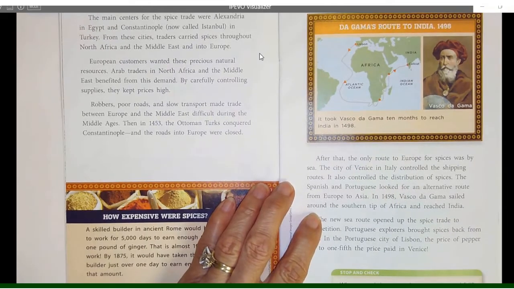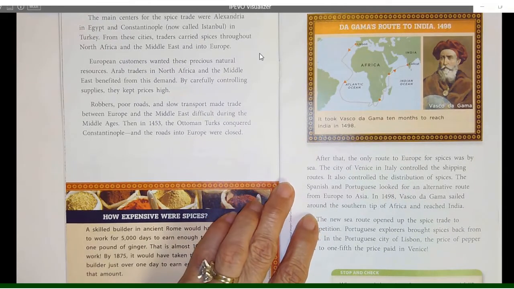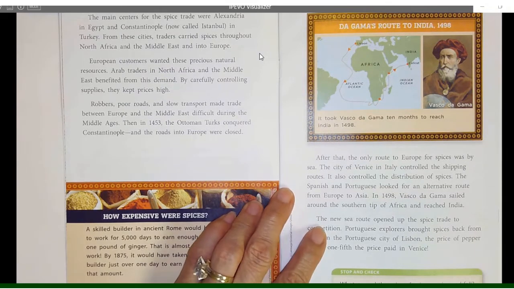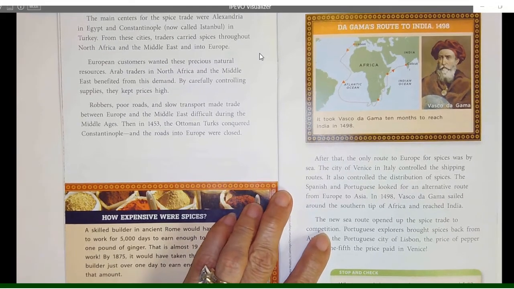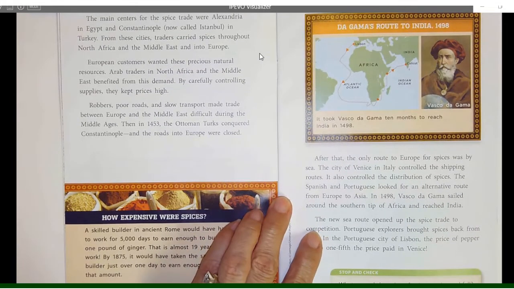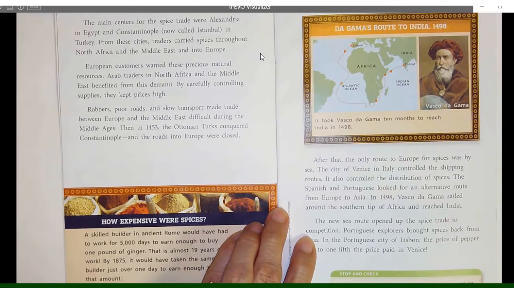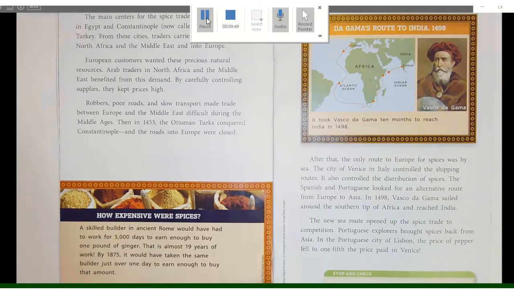Robbers, poor roads, and slow transport made trade between Europe and the Middle East difficult during the Middle Ages. And then in 1453, the Ottoman Turks conquered Constantinople and the roads into Europe were closed. I'm going to pause there and give you an opportunity to take notes. Again, you're looking for key details.